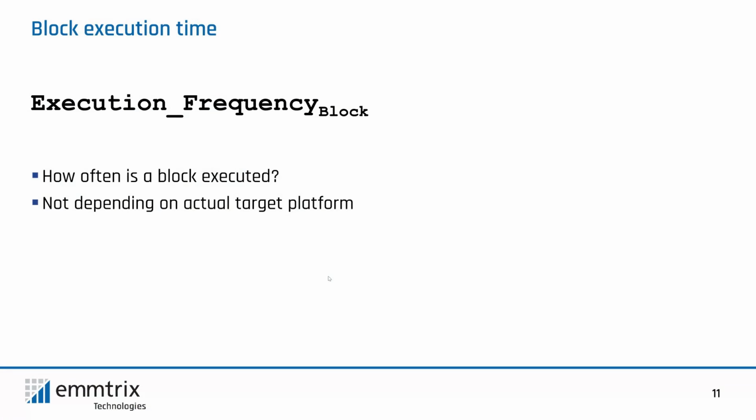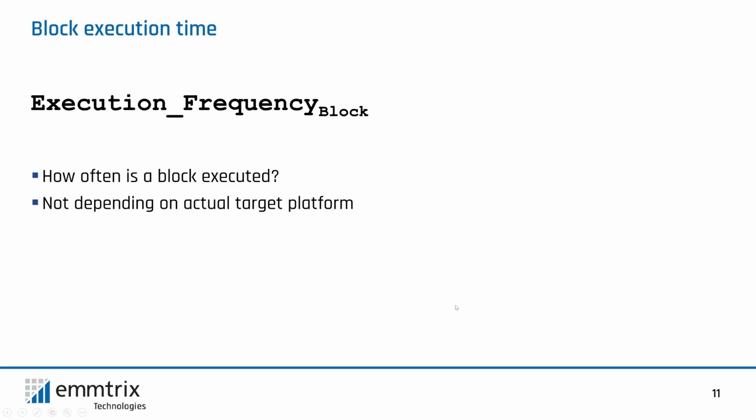First, we need the execution frequency of a block. So how often is a block of code executed when running the code? This is usually not dependent on the actual target platform, but depends on the actual application. It might have some dependencies on the input data and the current state of the system, but usually it doesn't depend on the actual processor.